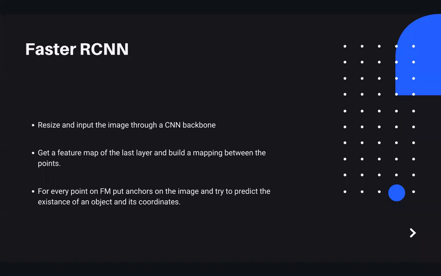Now that we have done this mapping, we will take a set of anchors. These anchors are just kernels. You can think of them as kernels, or as a sliding classifier or something like that. We will take these anchors and move them through the corresponding parts in every pixel of the feature map. So for every point on the feature map, we put a set of anchors on the image and try to predict the existence of an object and its coordinates.